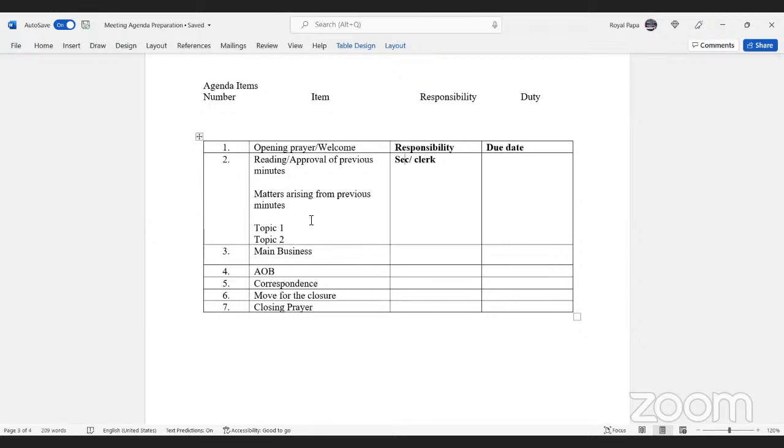So what happens like that? What it means is that no one was assigned responsibility.